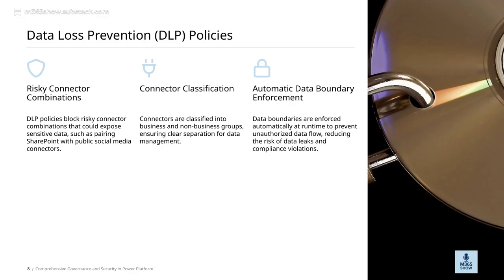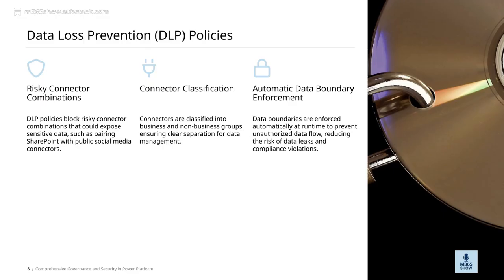Another important aspect is how connectors are managed. They are classified into two groups, business and non-business. This classification ensures a clear separation for data management, making it easier to control how data moves across different services and connectors. Additionally, DLP policies play a crucial role in blocking risky connector combinations. For example, pairing SharePoint with public social media connectors could expose sensitive data, so such combinations are automatically prevented. Overall, these features work together to uphold security and compliance, maintaining the integrity of your data while enabling effective use of the Power Platform.